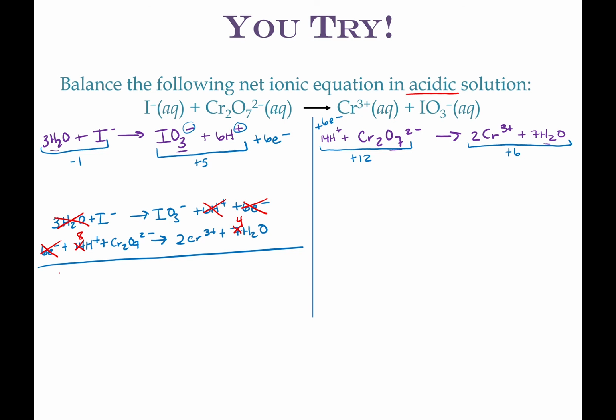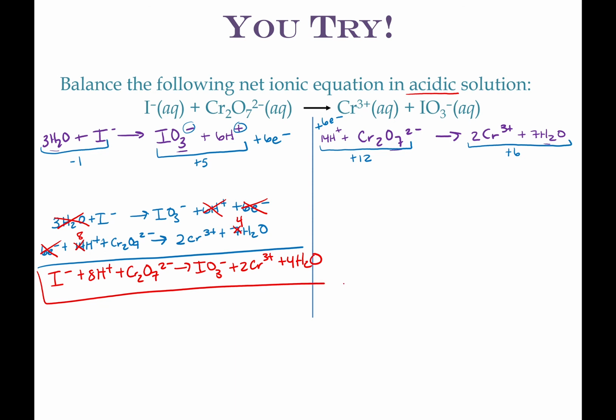And now we add together. So I minus plus 8 H plus Cr2O7 2 minus to IO3 minus plus 2Cr3 plus 4H2O. And that's our final answer because we're allowed to keep the hydrogens because we're in acidic solution. So since we're in acidic solution, we're done.